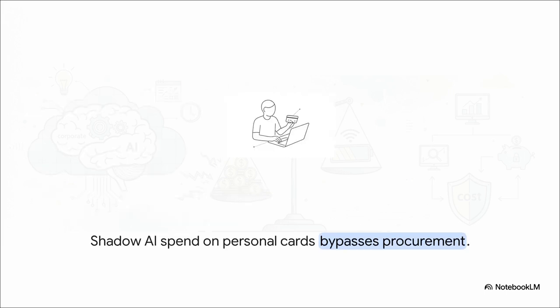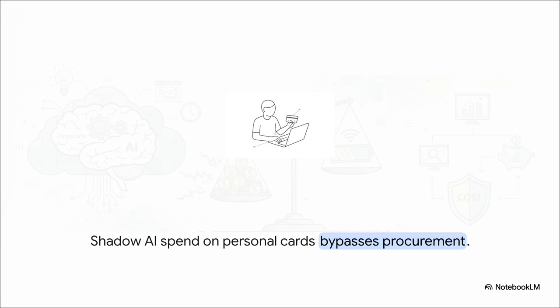And then we have to add in the whole shadow AI situation. This is when employees just go out and buy tools on their personal credit cards. It bypasses procurement completely and creates massive financial and compliance risks. Think about it. A developer swipes for Cursor, a researcher grabs Perplexity, a marketer buys a niche AI writer.